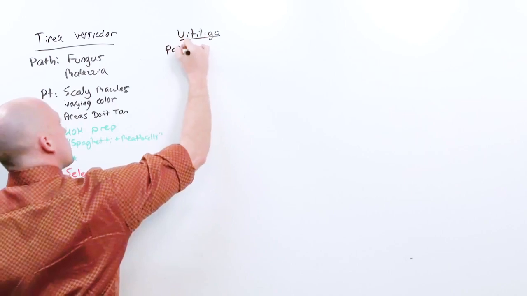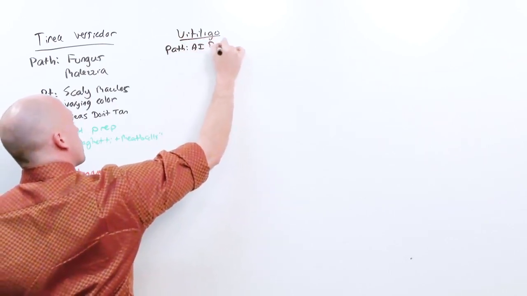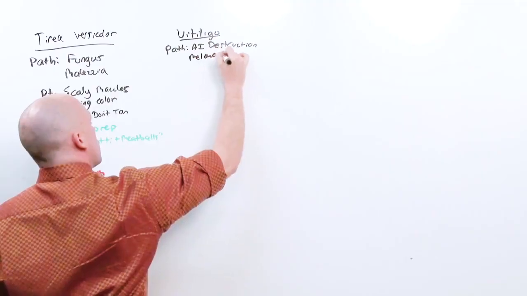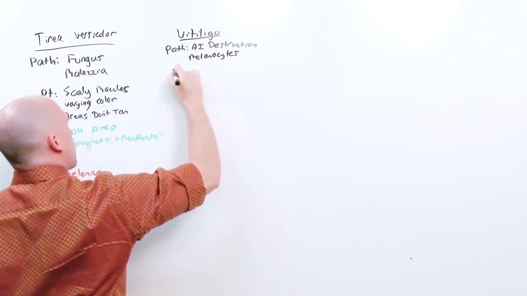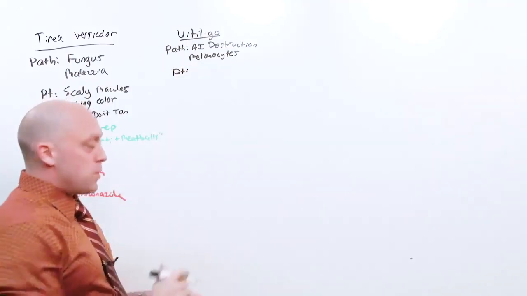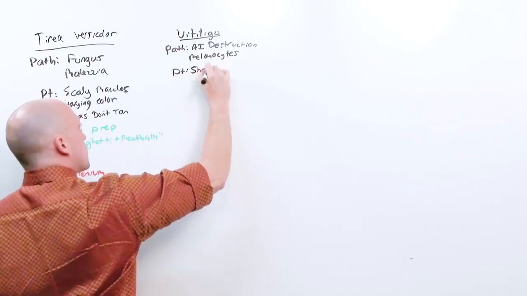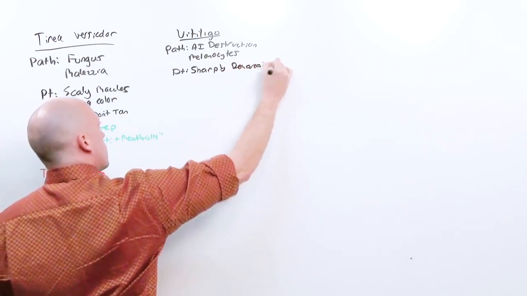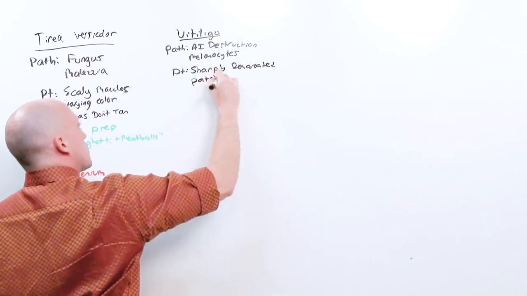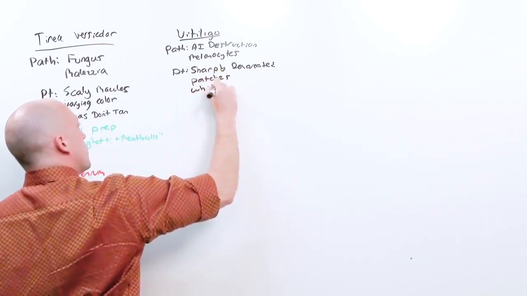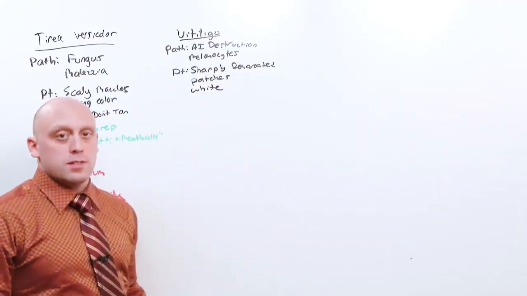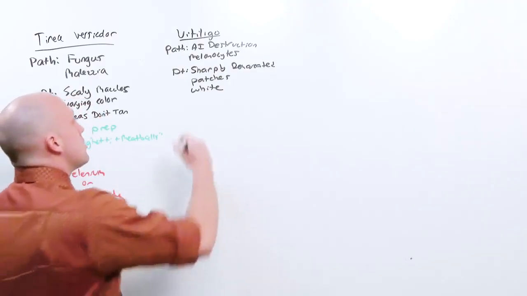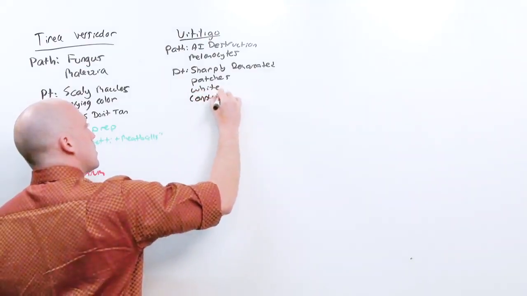And vitiligo is an autoimmune destruction of melanocytes. And it doesn't happen everywhere at once. There's these patches, but they're sharply demarcated. It's very obvious where these patches end. And these patches are completely white because there are no melanocytes. If there's no melanocytes, they can't make any melanin, and they don't have any pigment at all. So it's complete depigmentation.